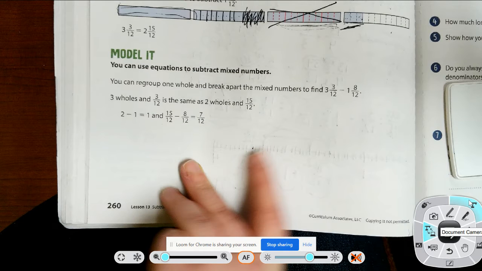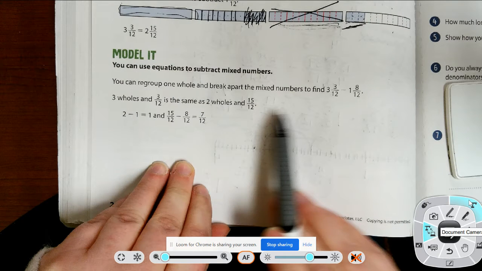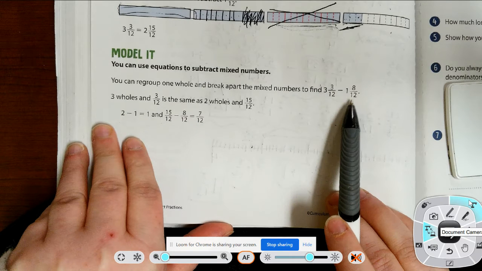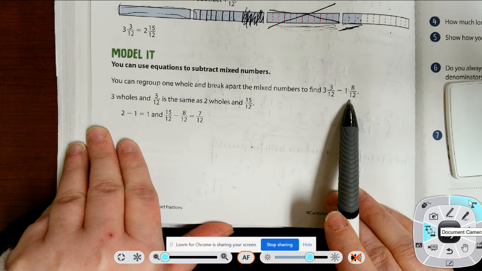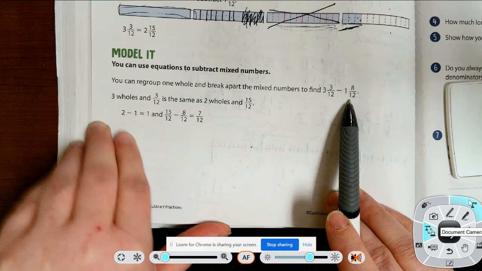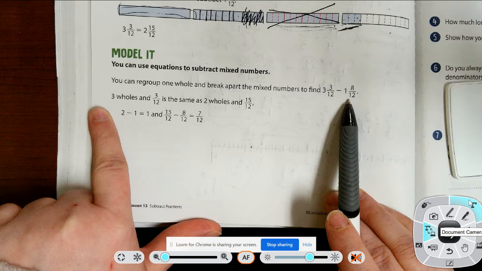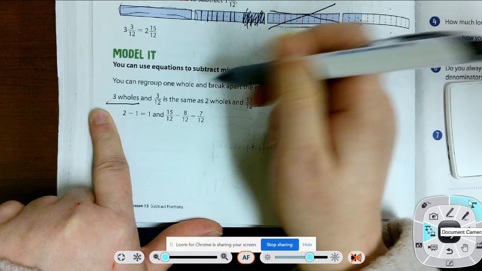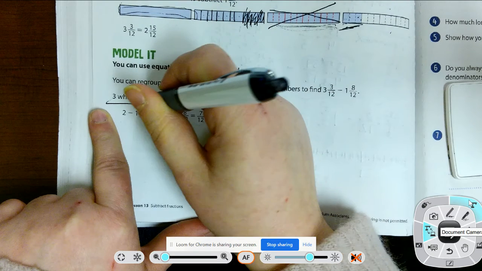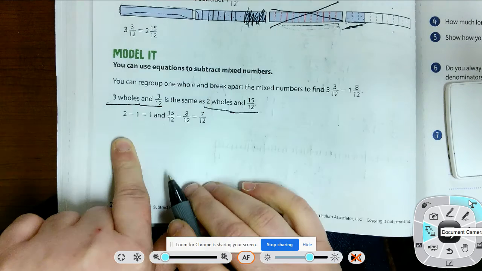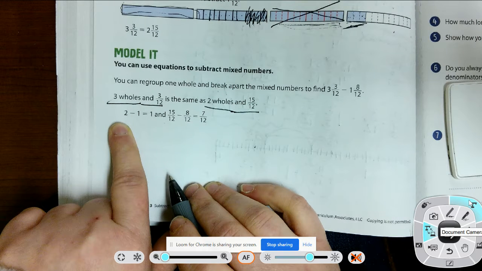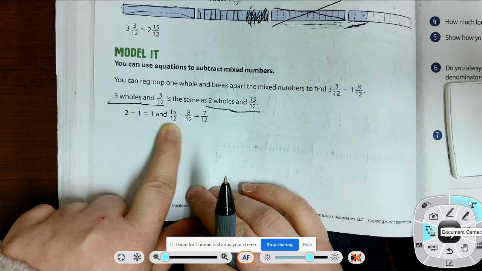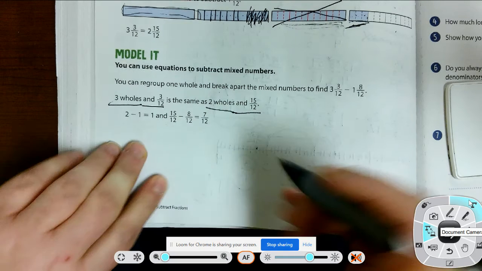Down here, they modeled it using equations. So they have 3 12ths because 3 1/4 turns into 3 12ths, and they have 1 and 8 12ths because 1 2/3 turns into 1 and 8 12ths. Now, what they're doing here is a little bit different. They say they've got 3 wholes, and they have 2 wholes over here, and then they've got 3 12ths and 15 12ths over here. So they did 2 minus the 1 equals 1, and they did 15 minus the 8 12ths equals 7 12ths.